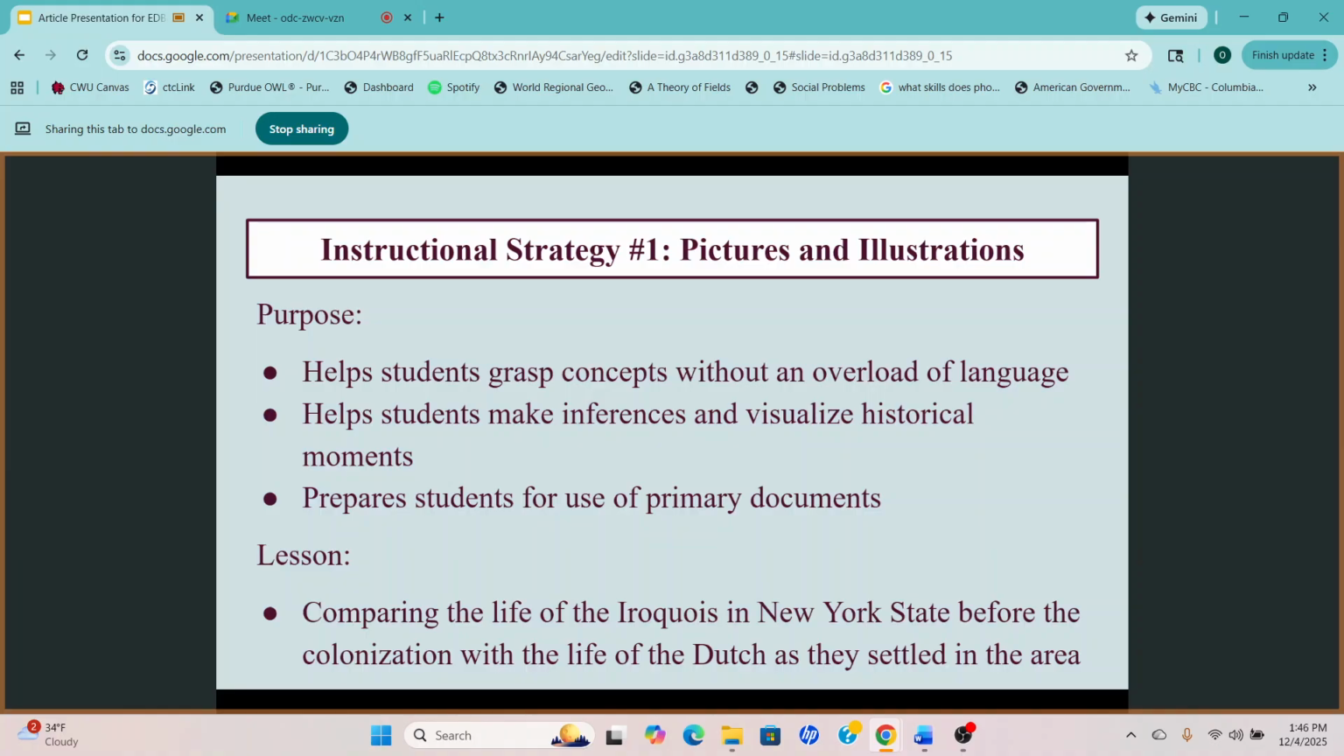So while there are many useful instructional strategies in this article, one that stood out was pictures and illustrations. The purpose of this strategy is to help students grasp concepts without an overload of language. It also helps students make inferences and visualize historical moments. This strategy also prepares students for the use of primary documents, which are used frequently in history and social studies curriculum. This strategy was used in a lesson on comparing the life of the Iroquois in New York State before the colonization with the life of the Dutch as they settled in the area.